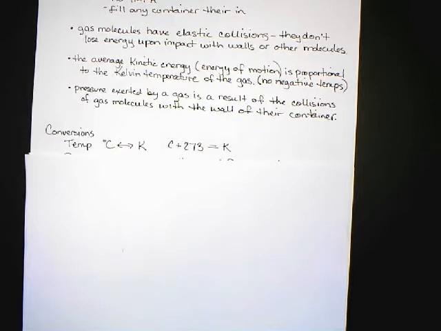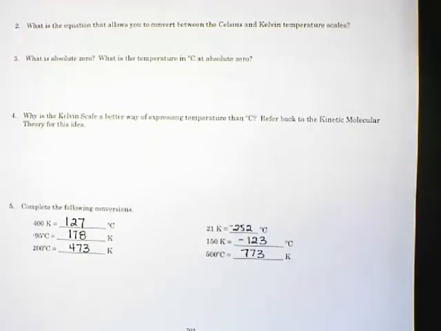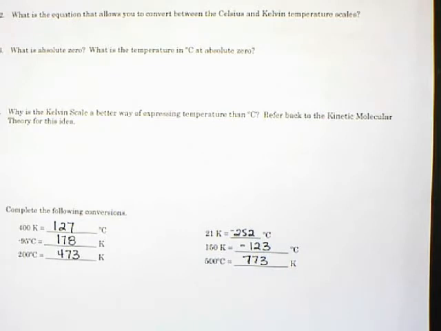So then you had to do some calculations. So double check your answers. Make sure that the answers that you got for your temperature conversions are what are shown here. So 400 Kelvin is equal to 127 Celsius. Negative 95 Celsius is equal to 178 Kelvin. 200 Celsius is equal to 473 Kelvin. 21 Kelvin is actually negative 252 Celsius. 150 Kelvin is negative 123 Celsius. And finally, 500 Celsius is 773 Kelvin. So make sure those are okay.